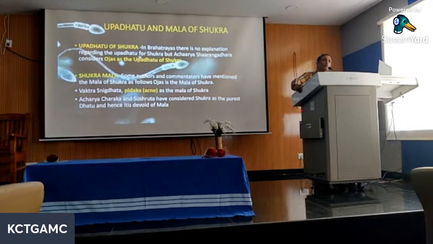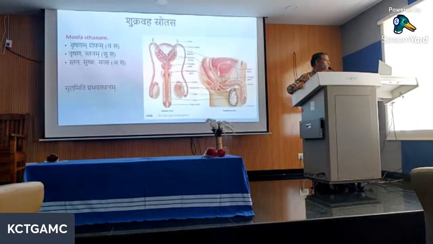There is no Upadhatu for Shukra, there is no Mala for Shukra. It is told like this. Somebody says Ojas is the Upadhatu for Shukra. Somebody says Ojas is the Mala of Shukra, but that Mala is not a Dushana Mala. It is going to be a Dhatu Rupi Mala.